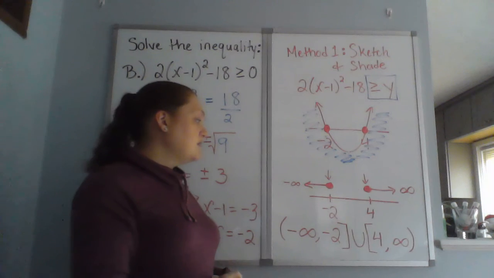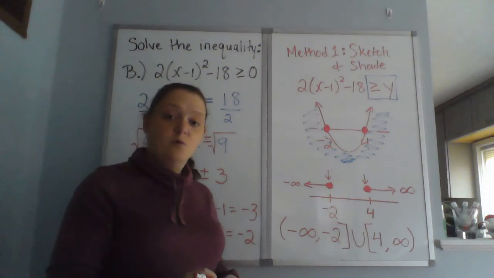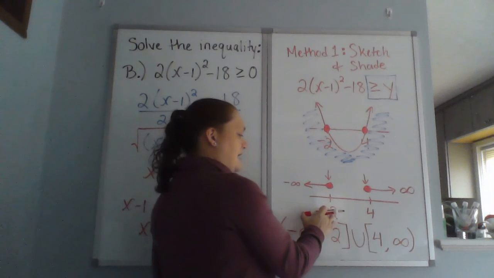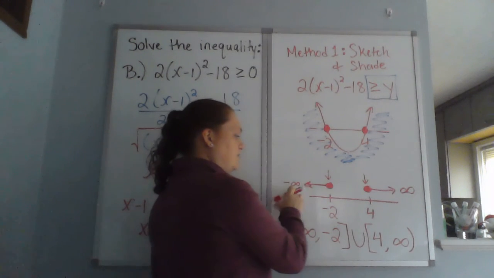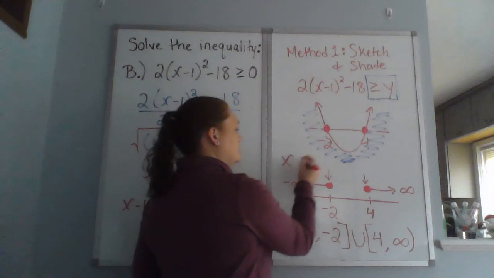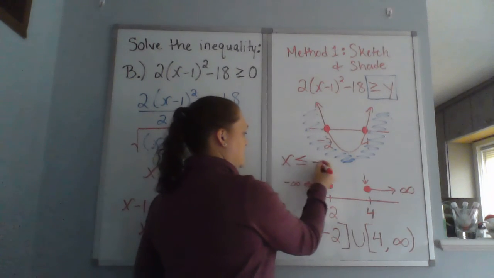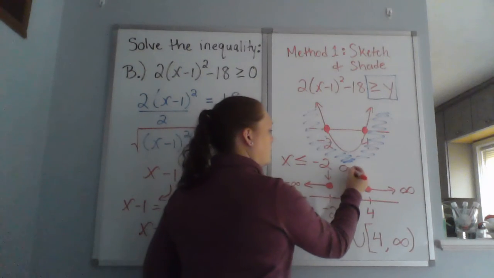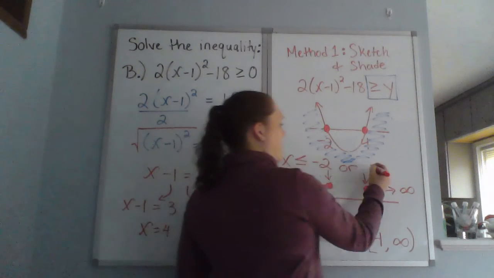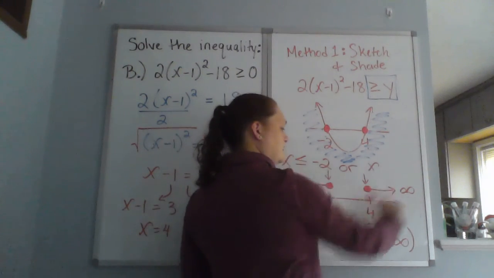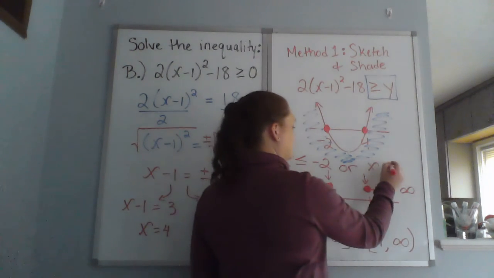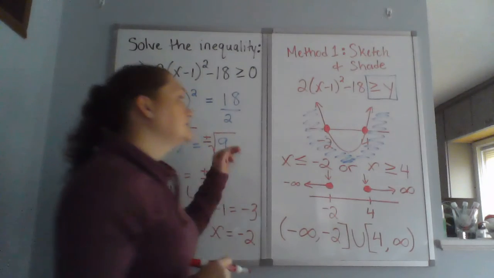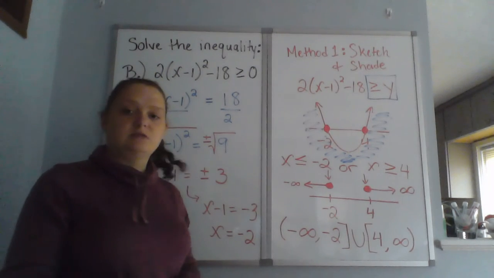Okay? But we said that we also need to be able to write these with inequalities. So if I look at this, I'm looking at negative 2. It's everything to the left of negative 2, so I have x is less than or equal to negative 2. It's 2 separate pieces, so then I have the word or. And then I have x. I have everything to the right of 4, so bigger than 4, so x is bigger than or equal to 4. Okay? So that's solving using method 1, the sketch and shade.